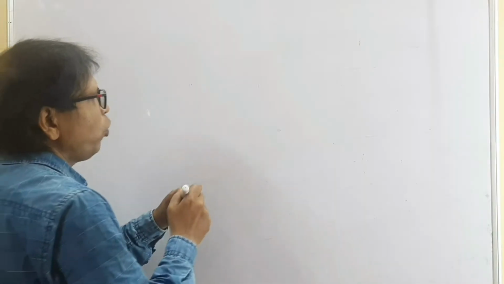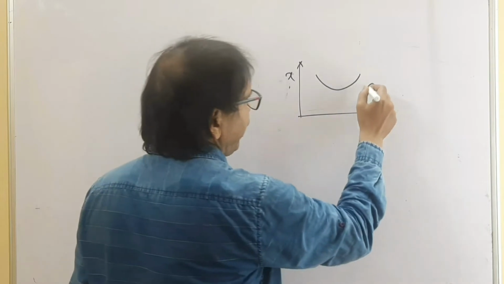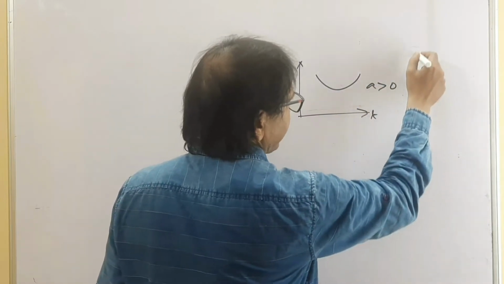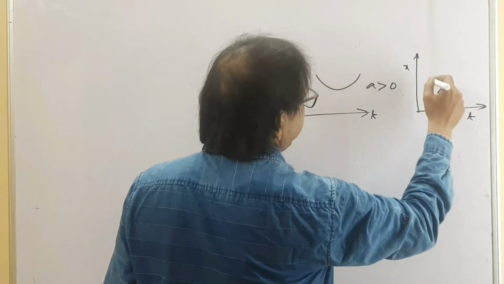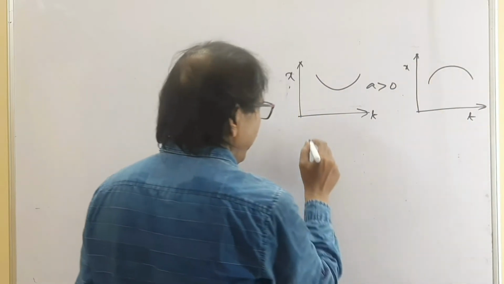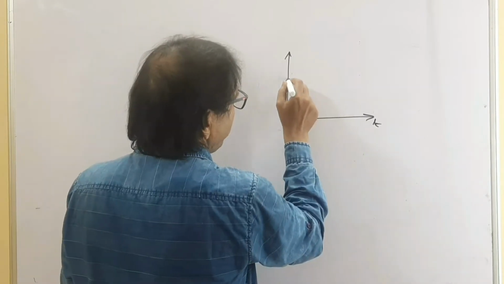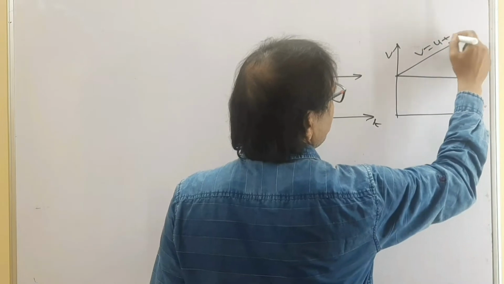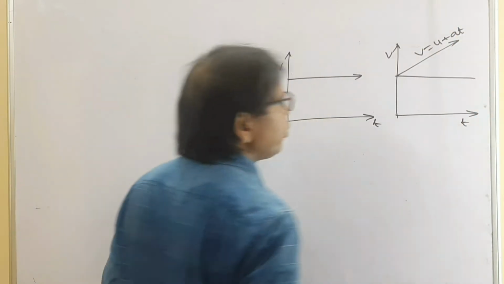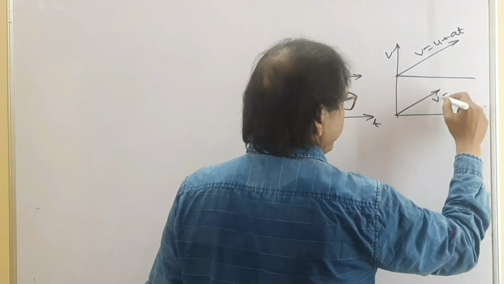Okay, now look at this, this is the x-t graph. This represents a greater than 0, that is acceleration. Now this graph represents a less than 0 and this graph represents a equal to 0. This graph represents uniform velocity. This graph represents uniform acceleration. And this graph represents v equal to at.